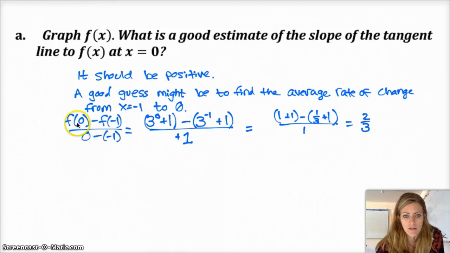And so I did f of 0 minus f of -1, divided by 0 minus -1. And I end up getting 2/3 as my estimate for the slope of the tangent line.